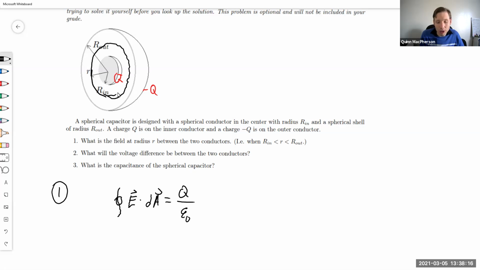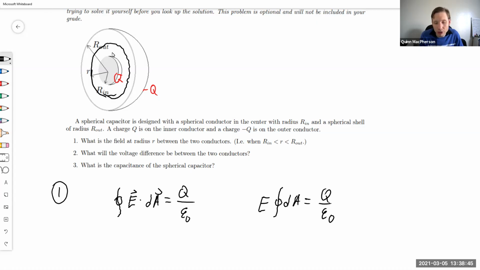So because the electric field will be uniform, we can pull it out of the integral. Why is it uniform? Well, by symmetry, it'd be really weird if there was more field coming out of one side of the sphere than another side of the sphere. After all, it's a sphere. There's no preferred side. So I can pull E out. I get E times the integral of dA is equal to Q over epsilon naught. The integral of dA is just the area.